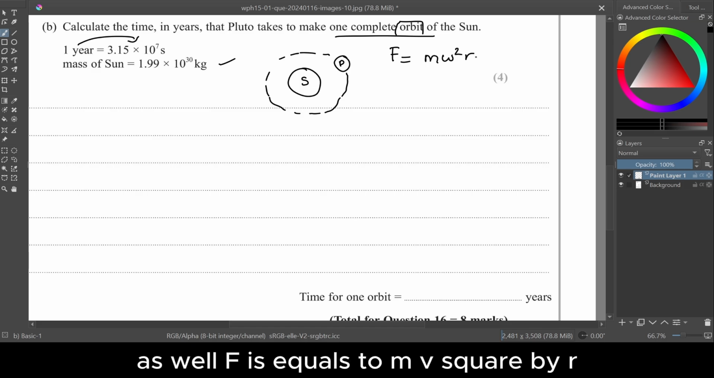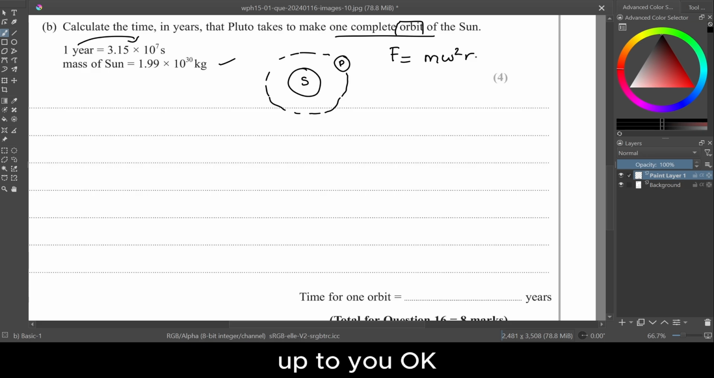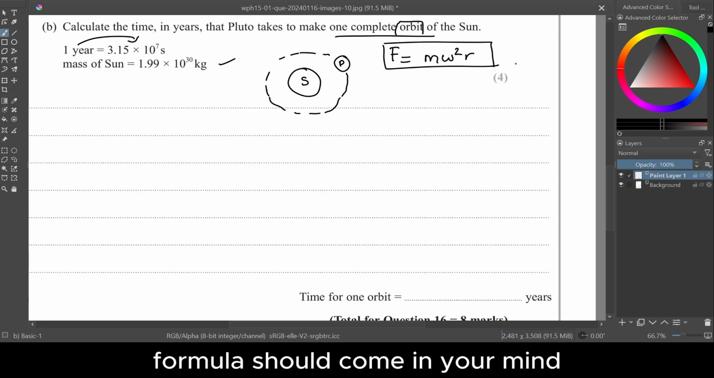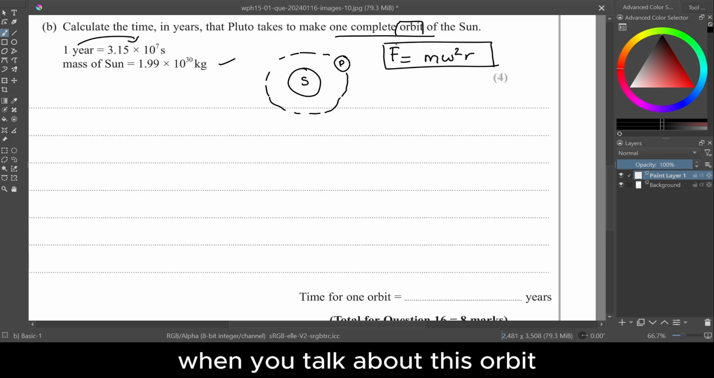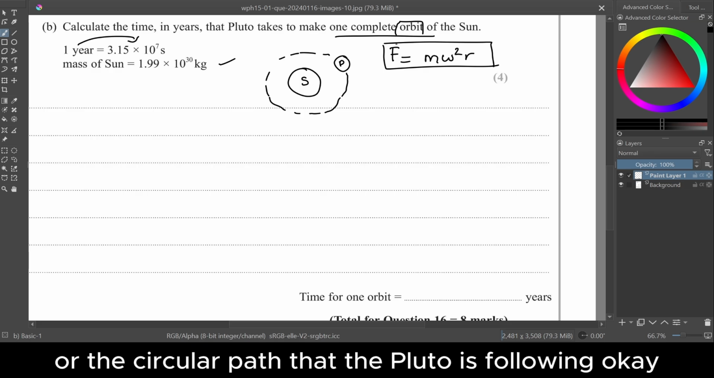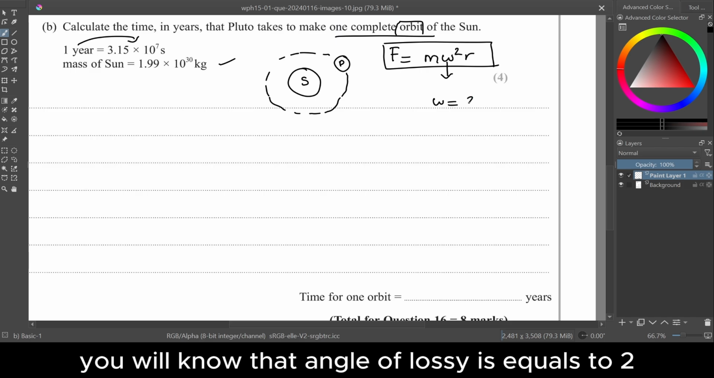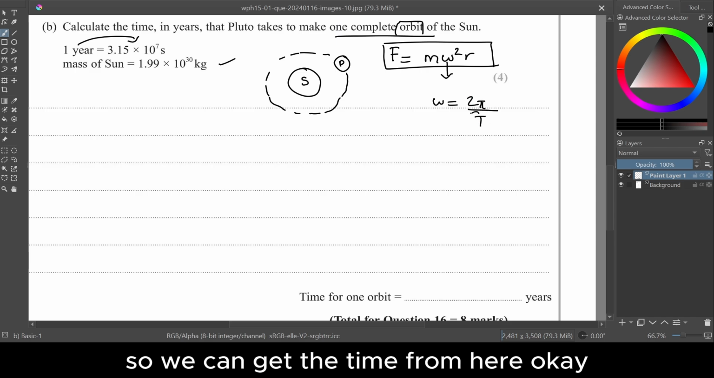F is equal to mv squared by r, up to you. Now, this centripetal force formula should come to your mind when you talk about this orbit, or the circular path that Pluto is following. If we expand this angular velocity, you will know that angular velocity is equal to 2π by T, so we can get the time from here.